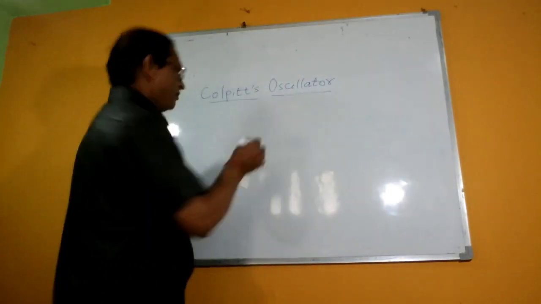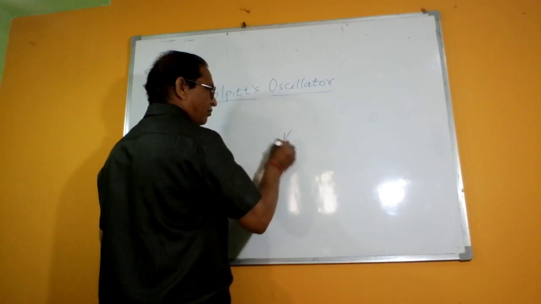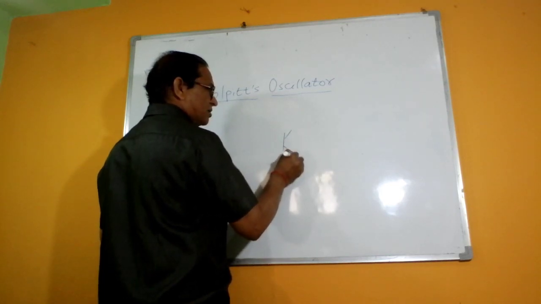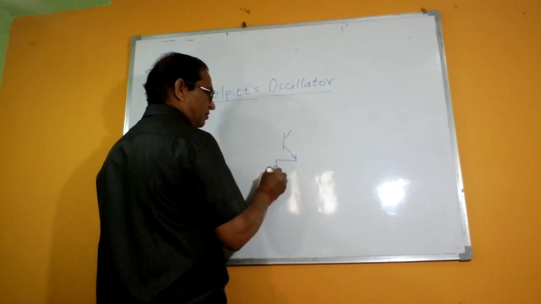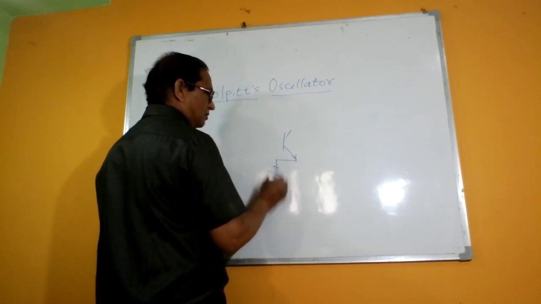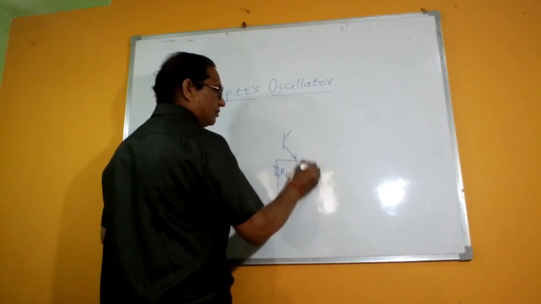frequency. Okay. So here we have one NPN transistor. The emitter biasing is in the form of RE and CE.